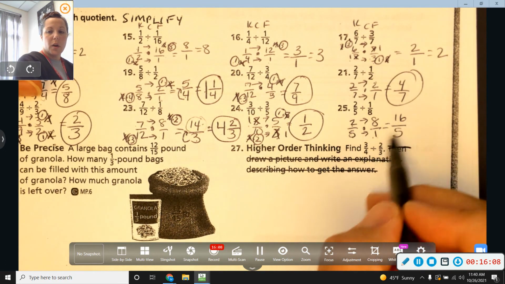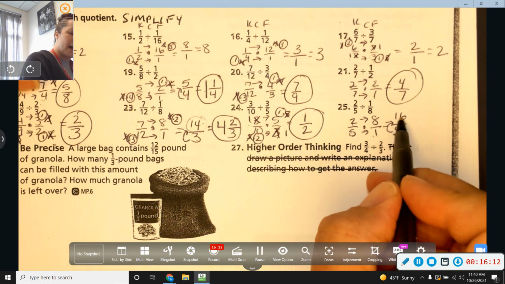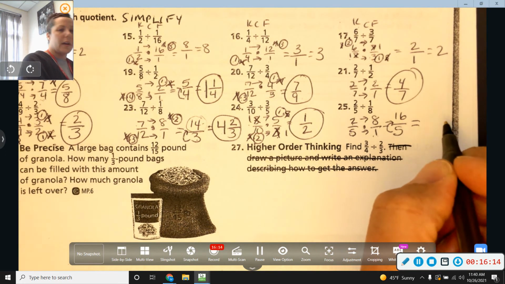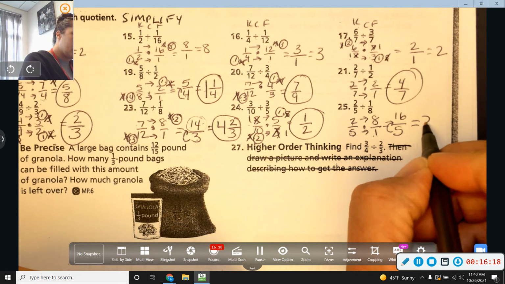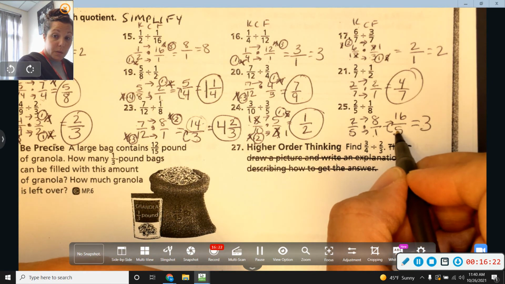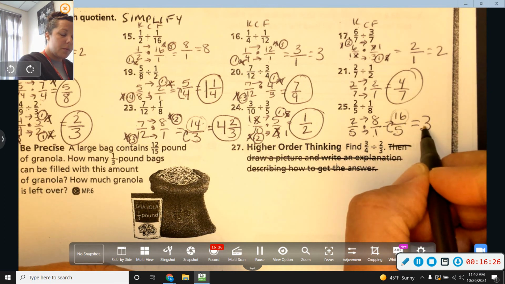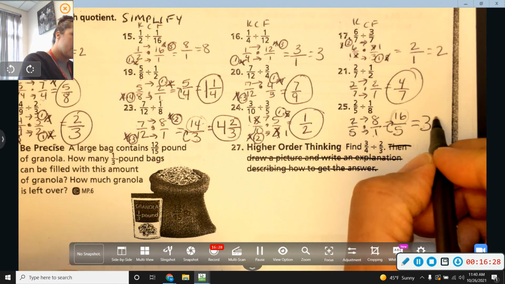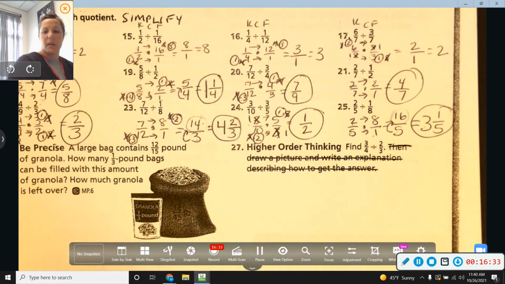Whoop, this is wrong. The big number's on the top, so I have to say, how many times does 5 go into 16? If I count 5, 10, 15, I know I can get it in there 3 whole times. 3 times 5 is 15. If there's 16 of them, and I've used up 15, how many do I have left? 1 left, and my denominator is the same. Okay?